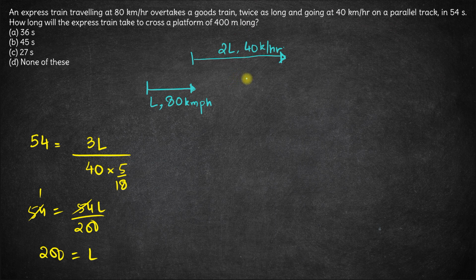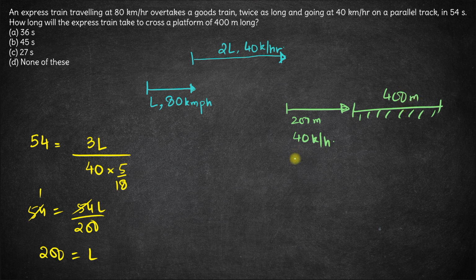Okay. Now, let's come to the final question. How long will the express train, which is of 200 meters, traveling at 40 kilometers per hour, take to cross a platform of 400 meters? Now, the required time will be the sum of the length of the train and the platform, which is 600 meters, divided by just the speed of the express train. Platform is stationary, right? So, speed of the express train is 40 kilometers per hour.